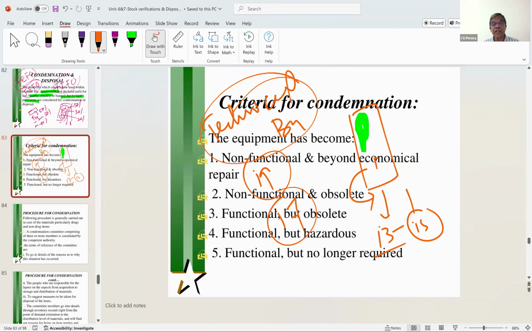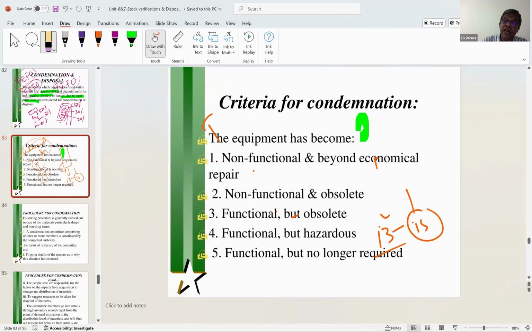So non-functional, obsolete, hazardous items, and sometimes items no longer required. So this is some kind of a criteria how best you will be able to decide whether items should be condemned or not.